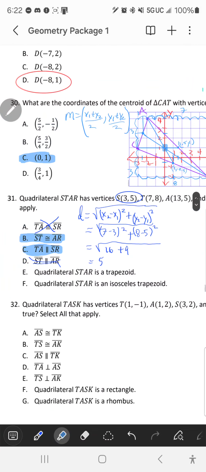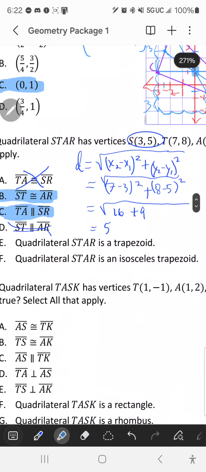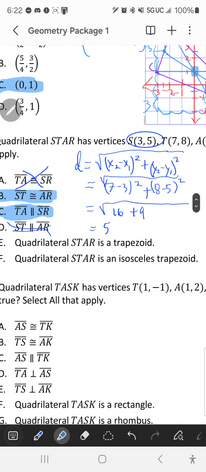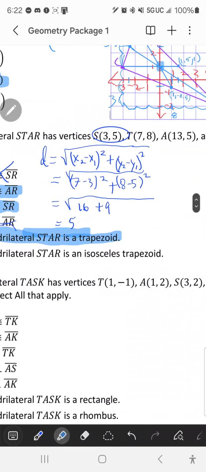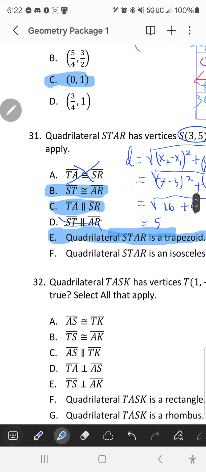Now we can go to analyze. The property to be a trapezoid is that one of the opposite sides, at least one, is parallel. So yes, STAR is a trapezoid. I'm really sorry for all the confusion. But basically, if you search it up, you're going to see that.